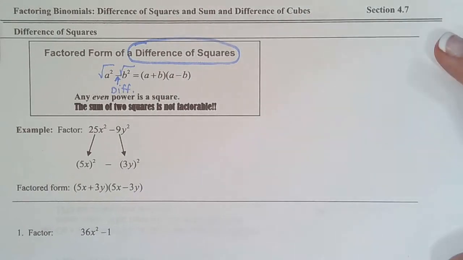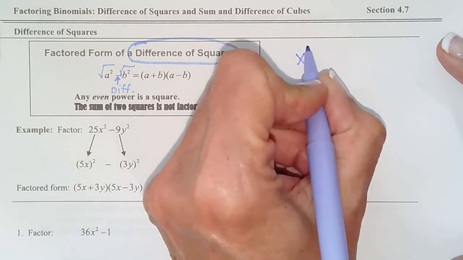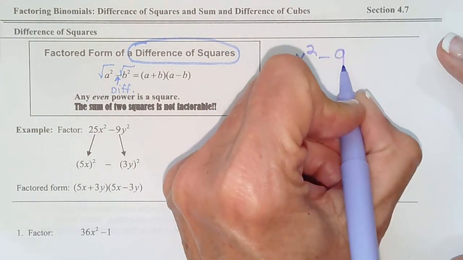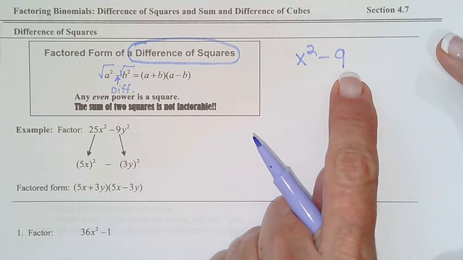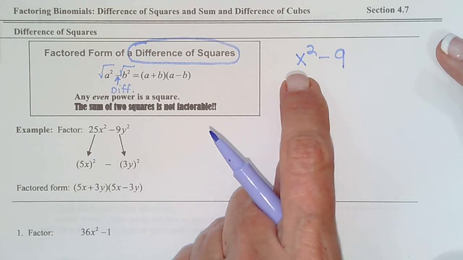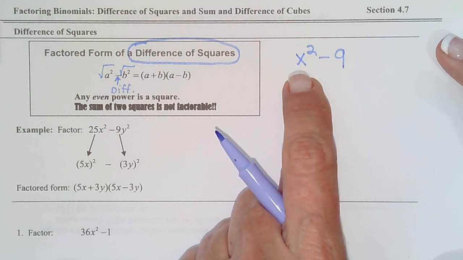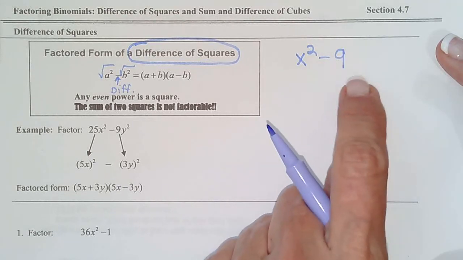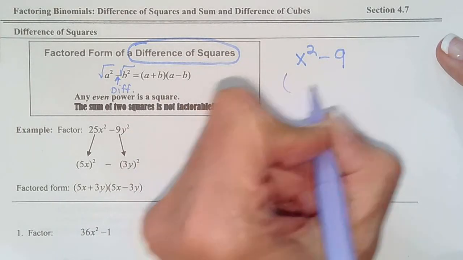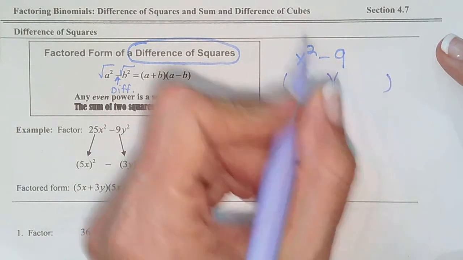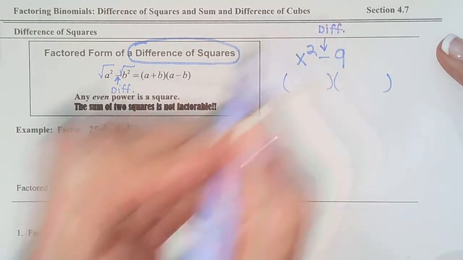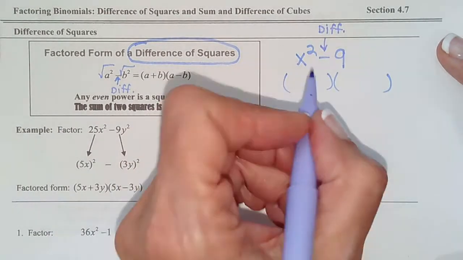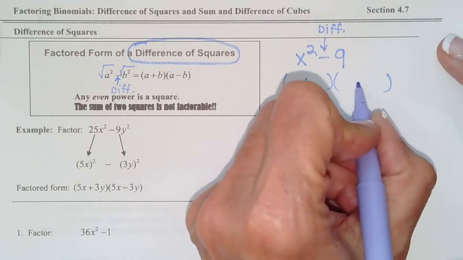So let's look at two different problems. So let's first start with x squared minus 9. So this is a square and this is a square. What a square means is something times itself will give you that. X times x gives me x squared. 3 times 3 gives me 9. So if I were asked to factor it, I go, okay, the minus tells me the signs will be different.